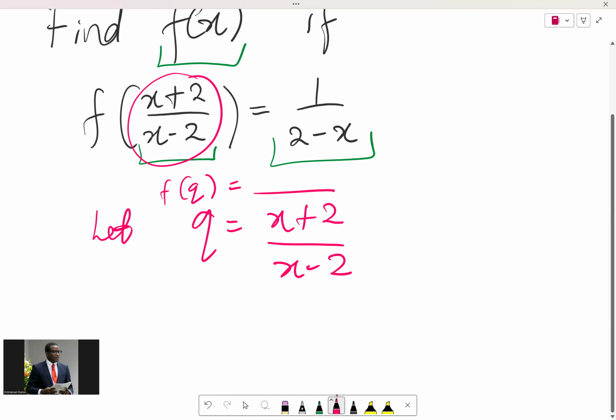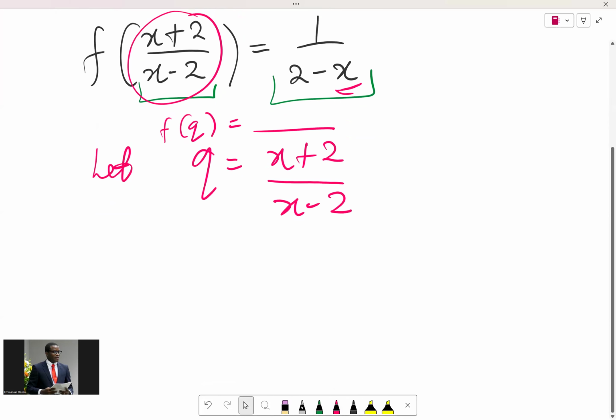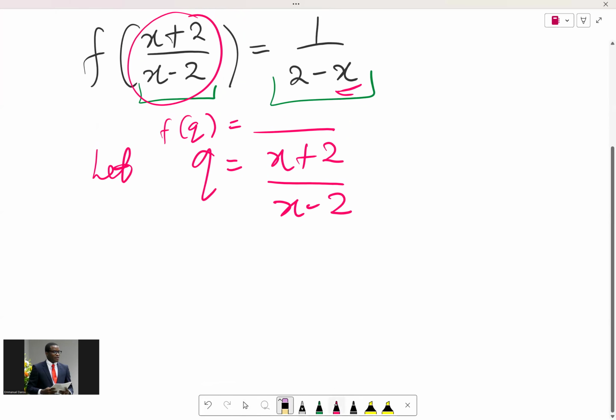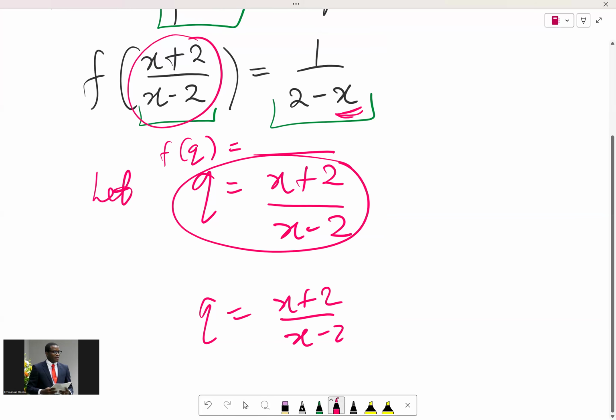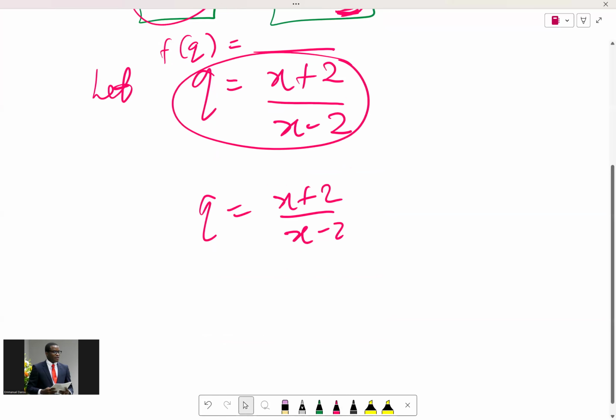The way to do that is, you have 1/(2 - x) here. So it simply means that you need an expression for x. That's the next thing to do. Since q is (x + 2)/(x - 2), you need f of q to be equal to something in terms of q again. That means if you can find x, you can substitute that x in terms of q, and then you get what you need to get.